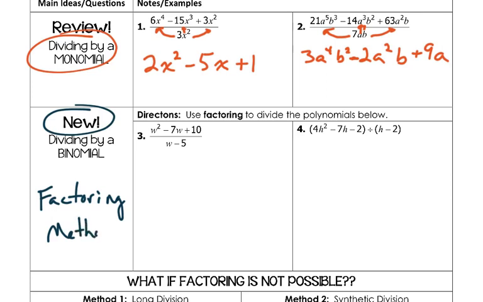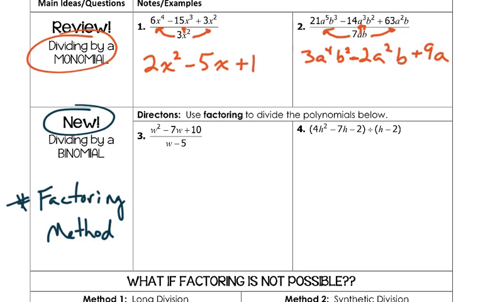I got a new stylus, so it's better. This is going to be the factoring method. This is definitely the best method to use, but the problem is we can't always use that method because sometimes the trinomial is prime and we can't factor it. So we have to do something else. In this case, they can be factored. The trinomial at the top, the numerator, can be factored.